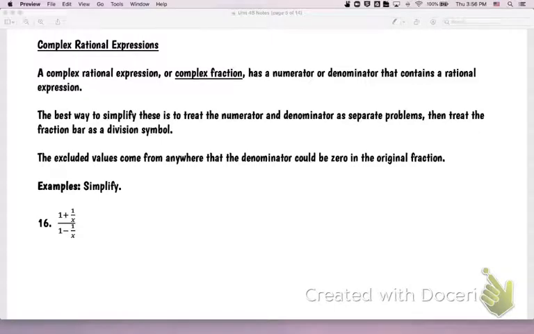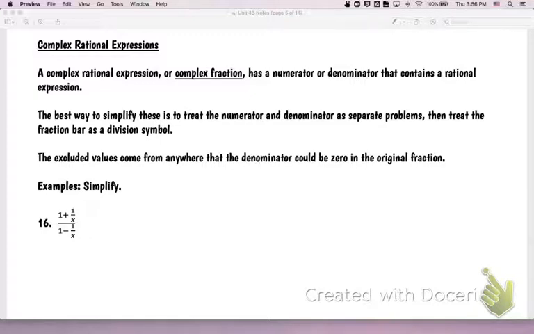All right, in this one, we're looking at complex rational expressions. A complex rational expression is more often called a complex fraction. What that means is we have fractions inside our fractions. Either the numerator or the denominator or both also have fractions in them. And we've talked about this a little bit this year, that we don't like to have fractions in our fractions.